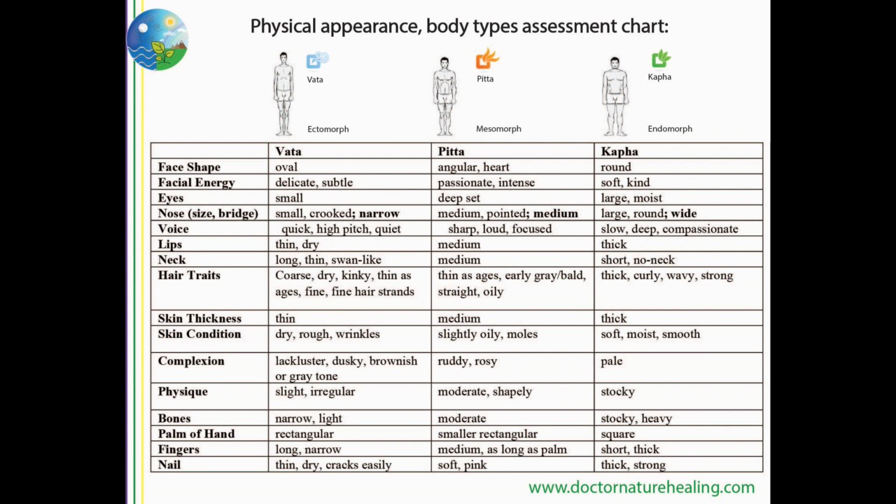The voice would be quick and high pitched, but at the same time it would be quiet. Vata individuals would speak too much or too quickly. Great talkers and great communicators, very social people. Lips would be dry and thin. Like I said, dryness is one of the qualities of Vata dosha. If the Vata dosha goes out of balance, dryness is the first one to manifest. Their neck would be swan-like, very thin and long. Then their hair trait would be coarse and dry. They could be kinky. They might start thinning with age.